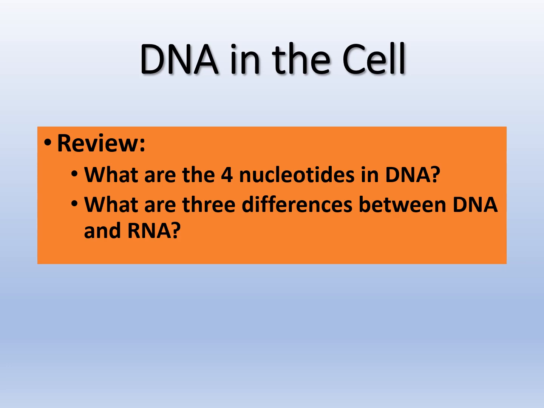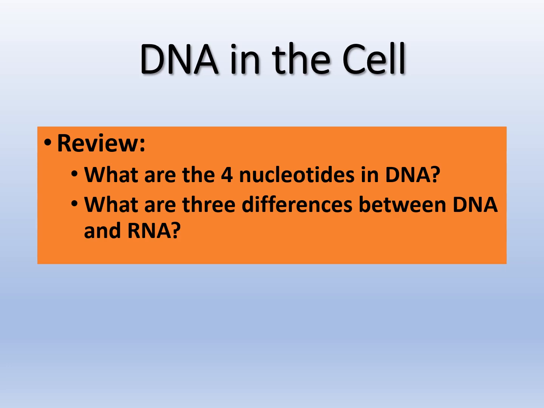Okay, so let's go through the answers. So our 4 nucleotides, remember they're named after the nitrogenous base. So we have adenine, which pairs with thymine. We have guanine, which pairs with cytosine. Okay. And then what are our 3 differences between DNA and RNA?